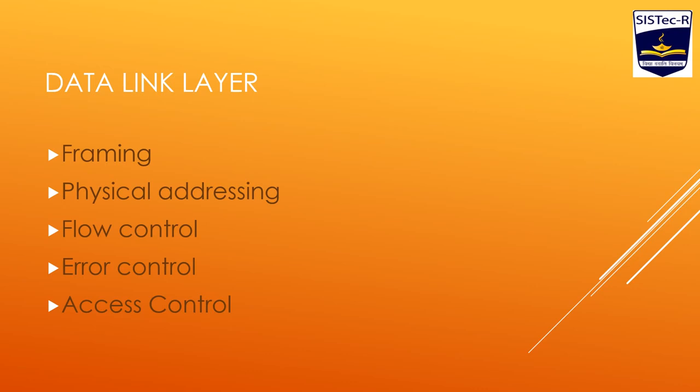Now access control. Access control means in a network there may be two devices or more than two devices connected to the same link. So which device will access the data at that particular time? Which device has control over the link at any given time? You can say access control.